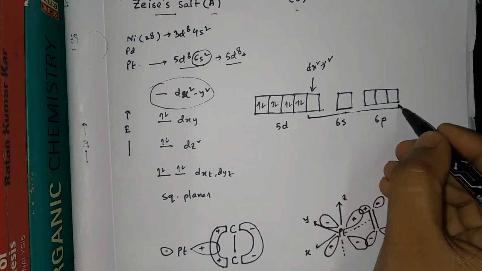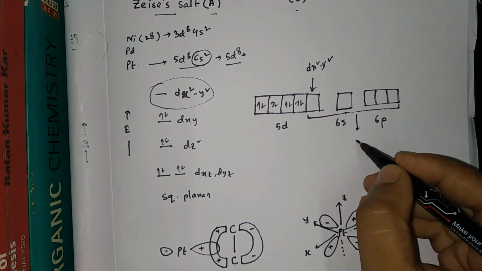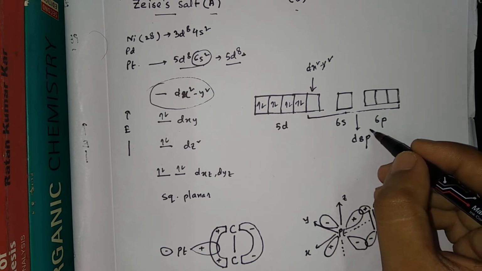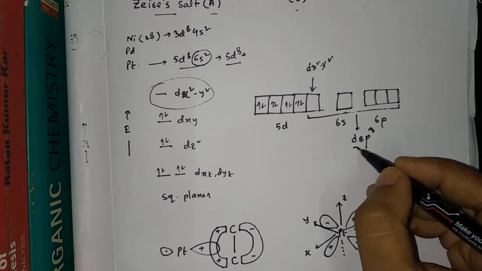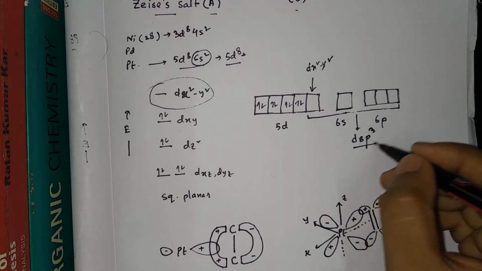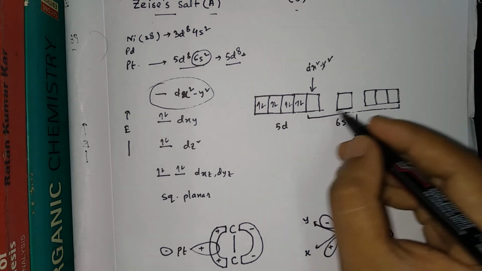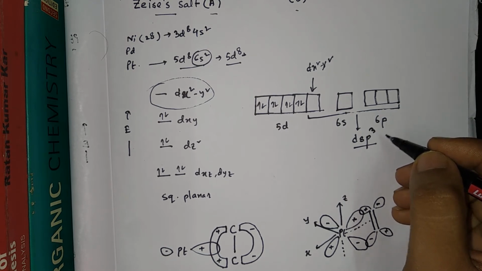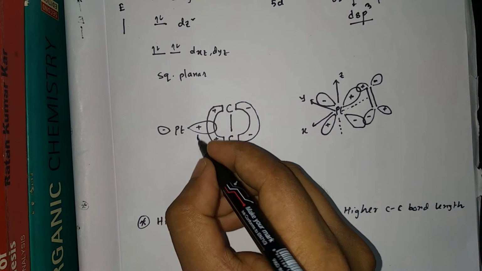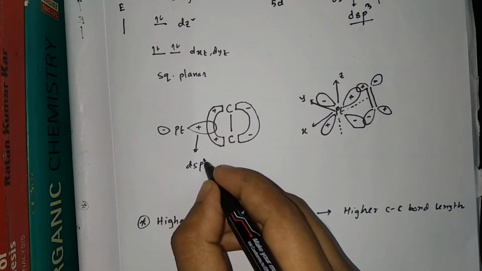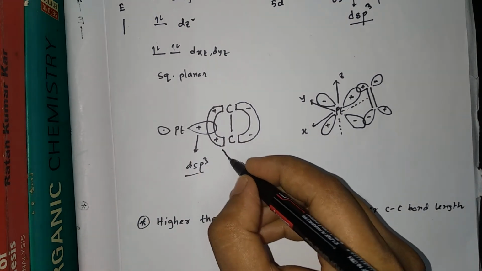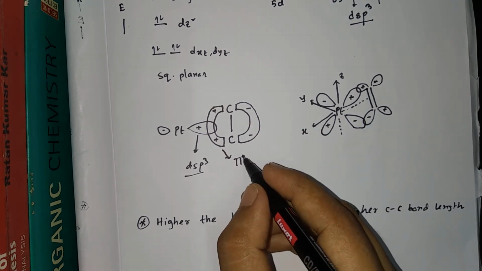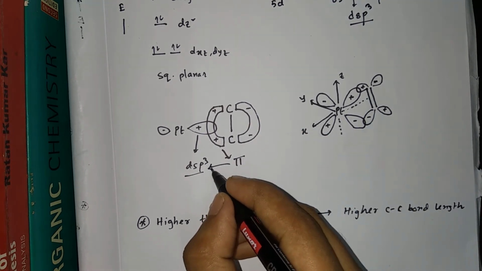So all these 5 orbitals will merge together and form 5 equivalent energy orbitals. This is the dsp3 hybridized orbital. These dsp3 hybridized orbitals are vacant, and they can take electrons from the ligand. So this is the dsp3 hybridized orbital of the platinum, and this is the pi orbital of the C=C, and this pi electron pair will donate to the dsp3 orbital.